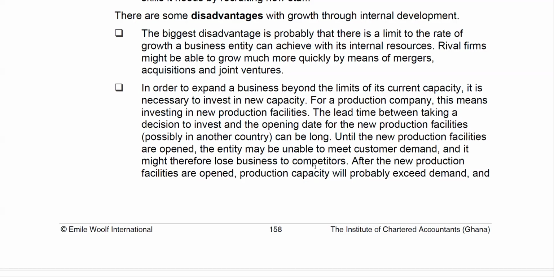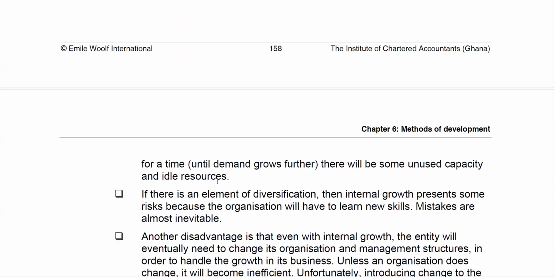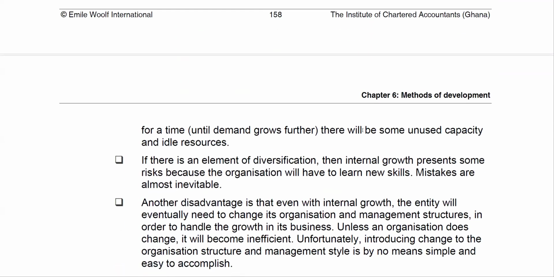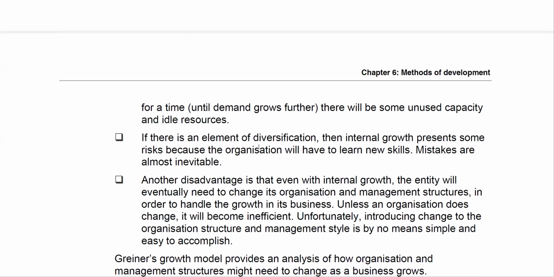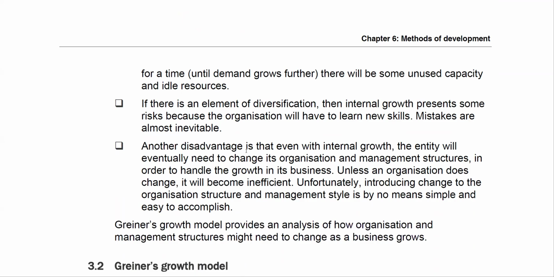So after new production facilities are open, production capacity will probably exceed demand. And for a time until demand grows further, there will be some unused capacity and idle resources later on, right? Because until your demand changes, you would have unused capacity because you have expanded. Now, if there's an element of diversification, then internal growth presents some risks because the organization will have to learn new skills. So mistakes are almost what?